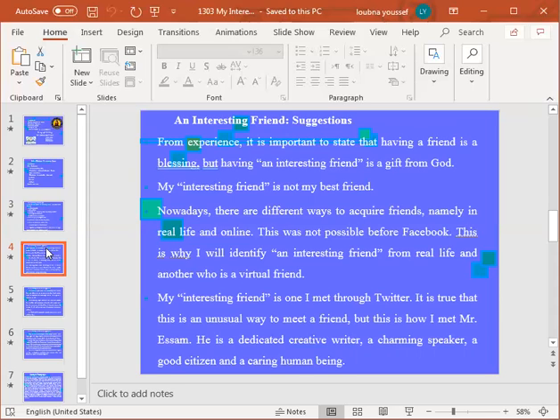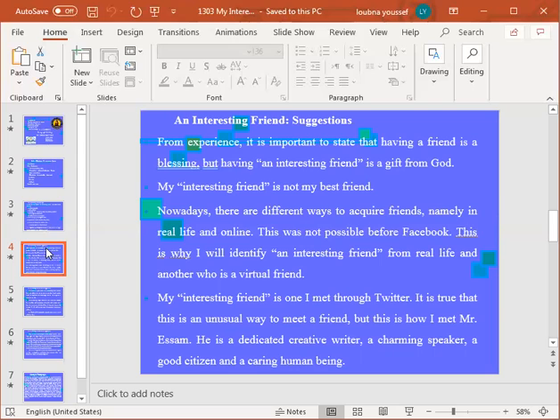Now, why am I introducing you to these suggestions? Because I want you to know that when you write, you have to introduce your reader to an idea that is different, an idea that might not have occurred to the reader, an idea that the reader might not have thought about. This makes your piece of writing better than usual.